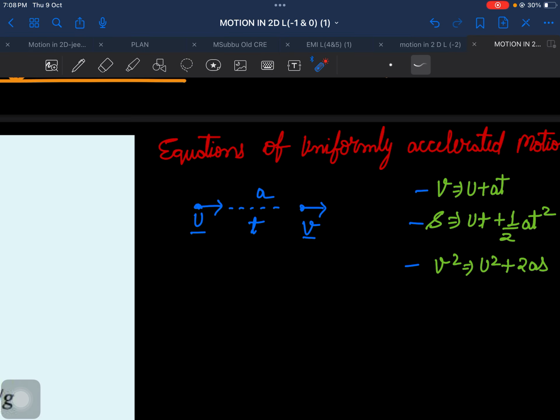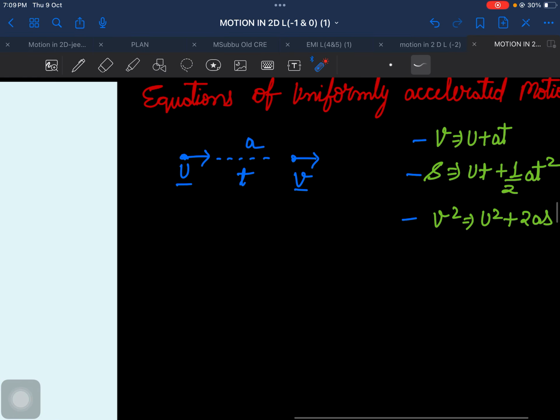Now let me derive the third equation for you. For deriving the third equation, just do the square.